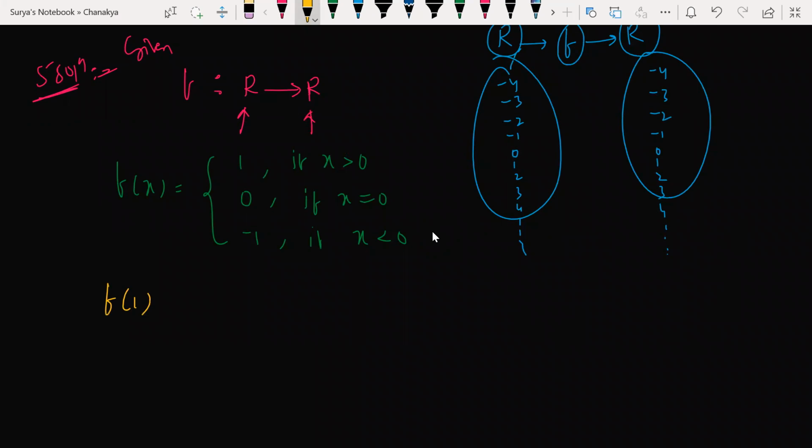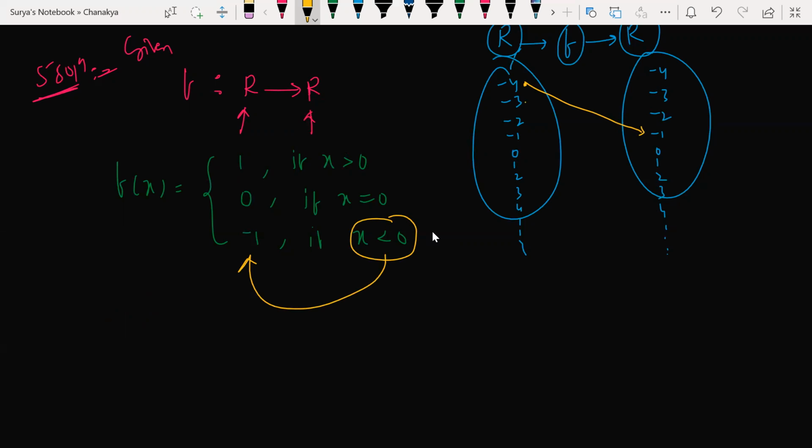So f of 1. Let me take f of 1, beta. f of 1 is going to be what? 1. Or else you write like this. First of all, let us represent the diagram. If I take minus 4, what is it, beta? Minus 4 is less than 0. Whenever a number is less than 0, the function is going to be minus 1. So minus 4 would be mapping to what? Minus 1. Clear?